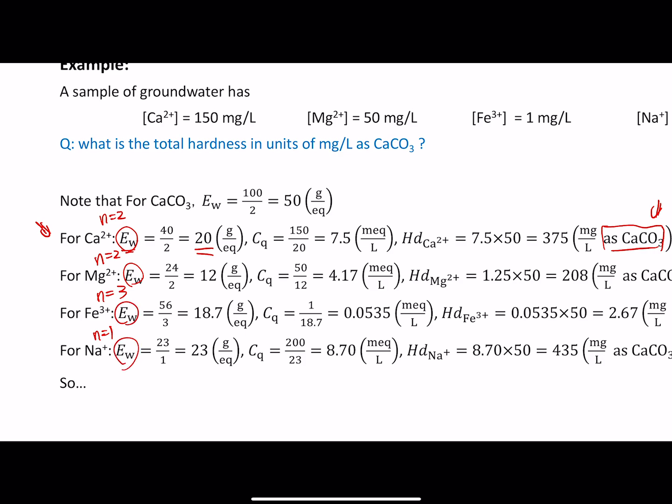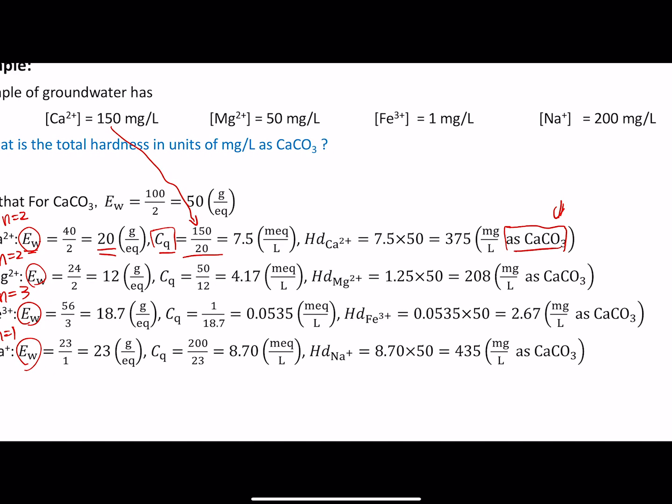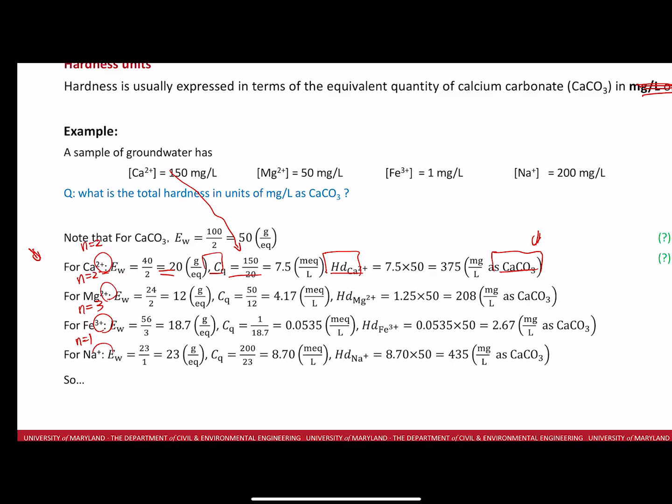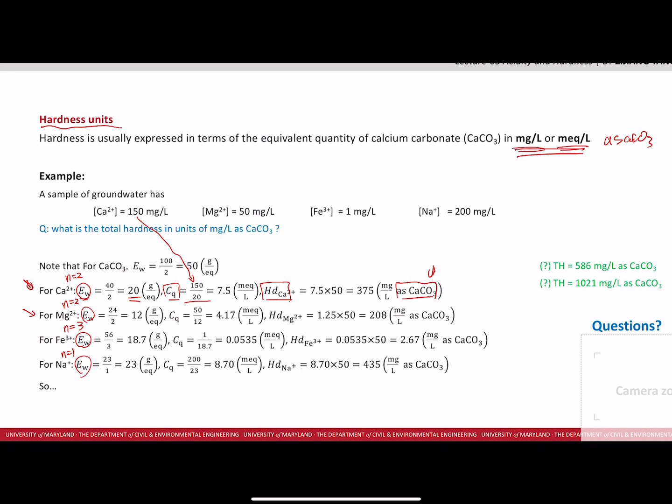weight of each one. And then we can calculate the equivalent concentration of calcium. This is the concentration divided by the equivalent weight. So we have the equivalent concentration. And then here is the contribution of calcium to the hardness. It equals the equivalent times 50, because this is calcium carbonate and the equivalent weight of calcium carbonate is 50. So we have this value. Similarly, we can get magnesium like this, iron like this, and sodium like this.